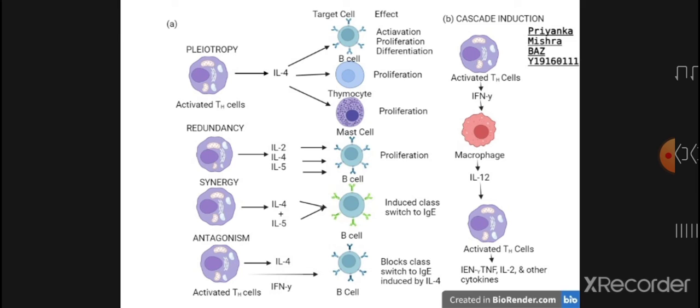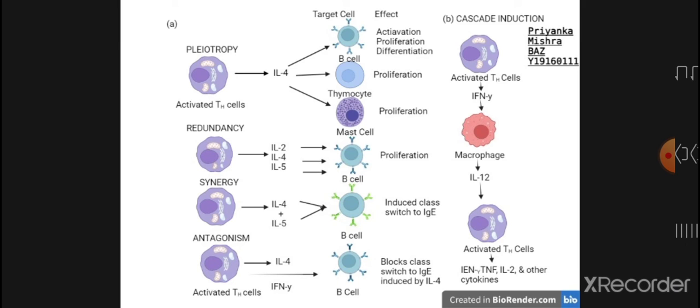Cytokines exhibit the attributes of pleiotropy, redundancy, synergy, antagonism, and cascade induction. These are shown in the figure, which permit them to regulate cellular activity in a coordinated and interactive way. In the figure, you can see firstly that is pleiotropy. Pleiotropy means a cytokine that has different biological effects on different target cells has a pleiotropic action. As you can see in the figure, the cytokine interleukin 4 has a different effect on different cells.